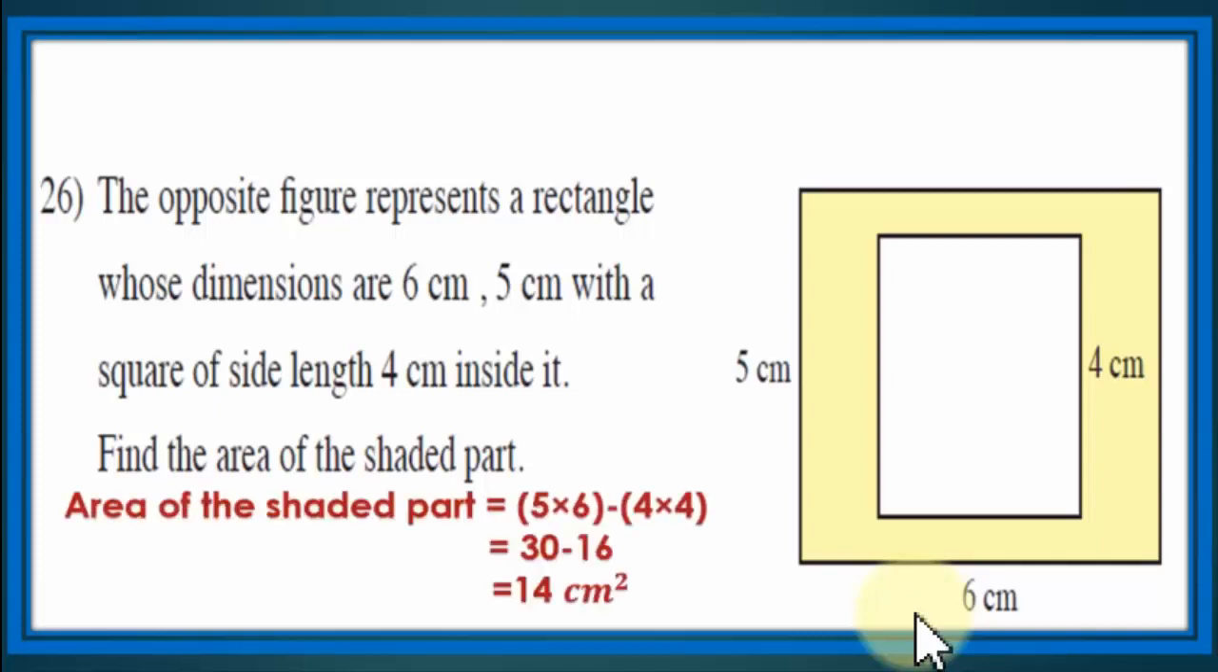So area of the rectangle equals 5 times 6, which is 30 centimeters squared. Area of a square equals the side length times itself. 4 times 4 equals 16 centimeters squared. So the area of the shaded part equals 30 minus 16, which is 14 centimeters squared.